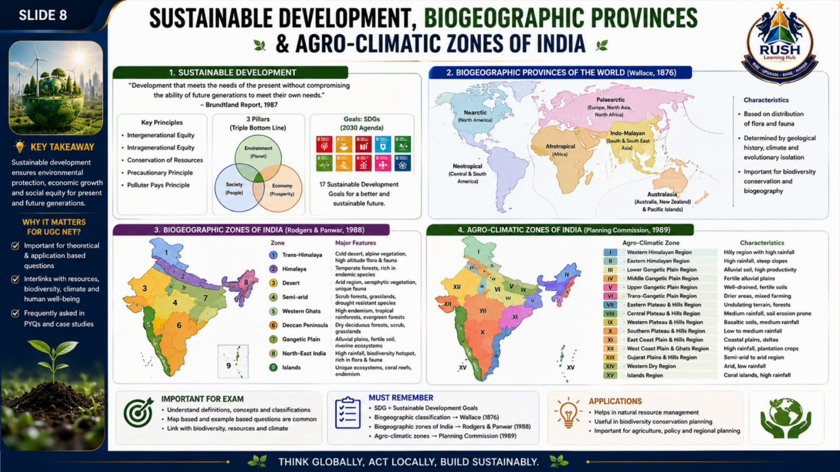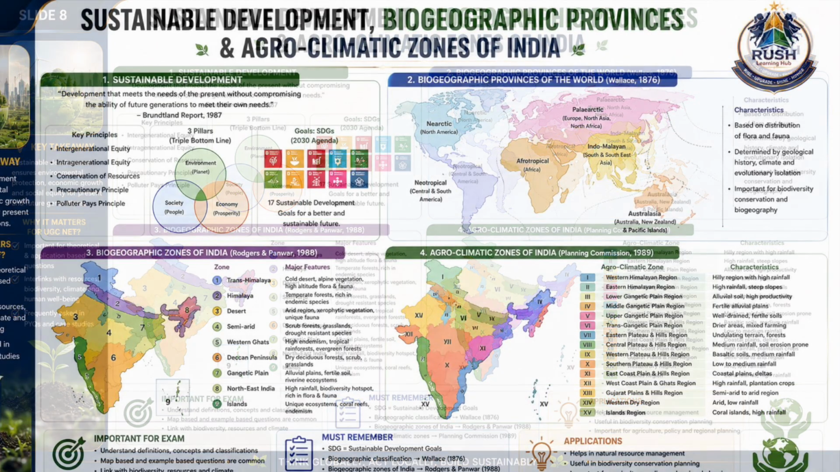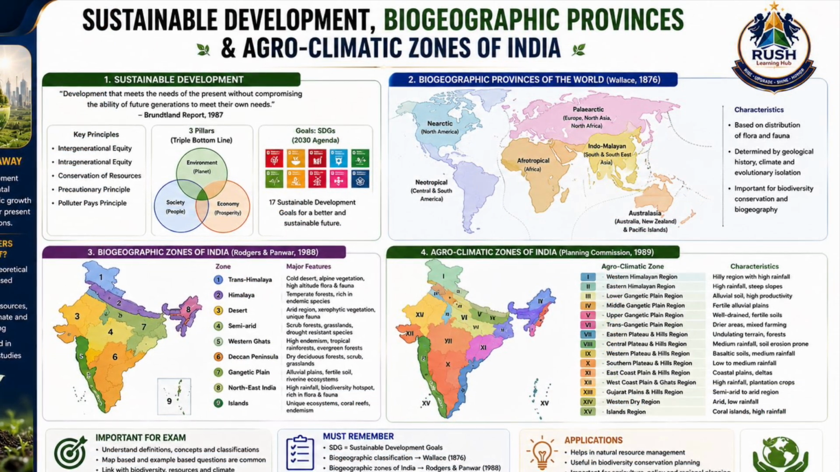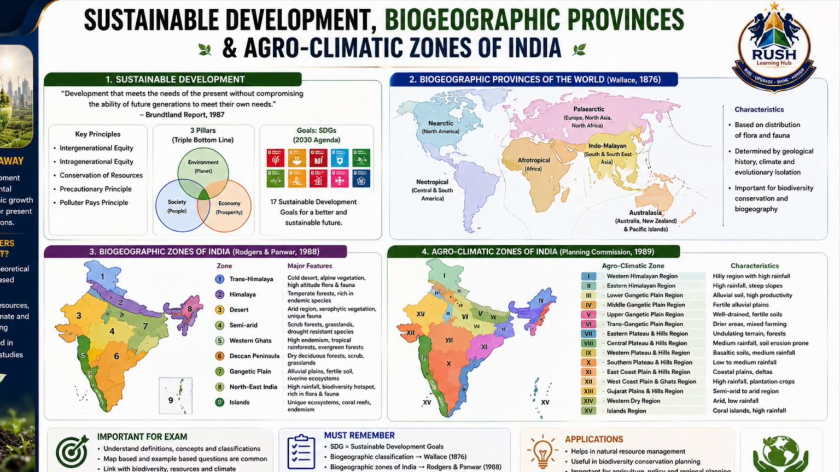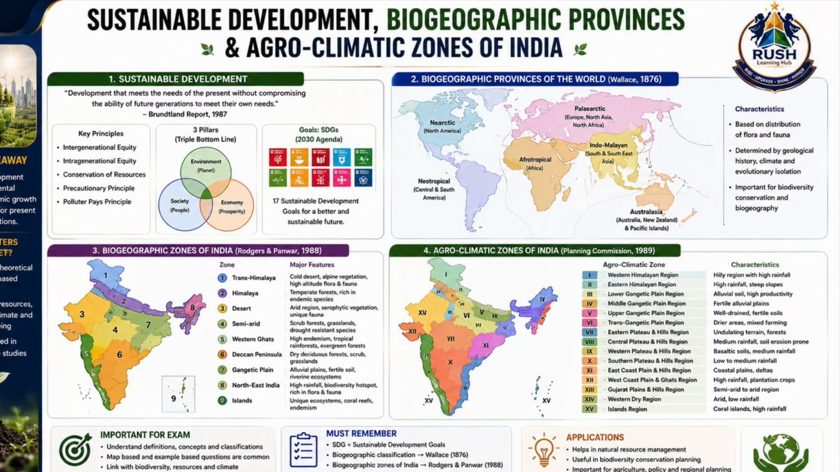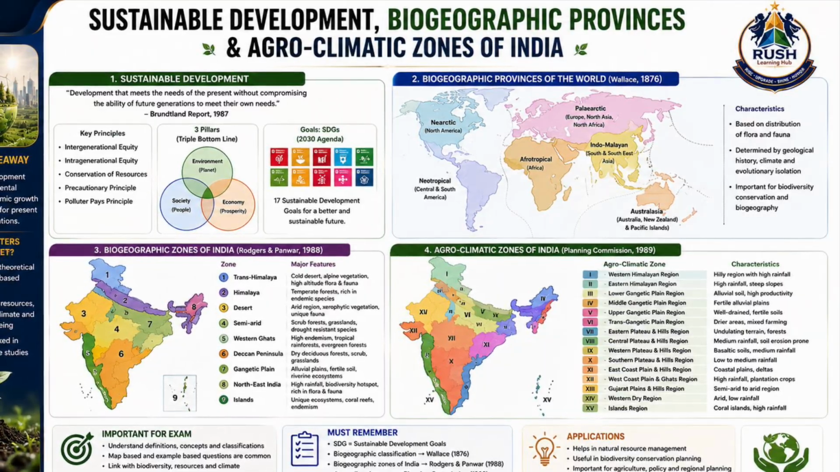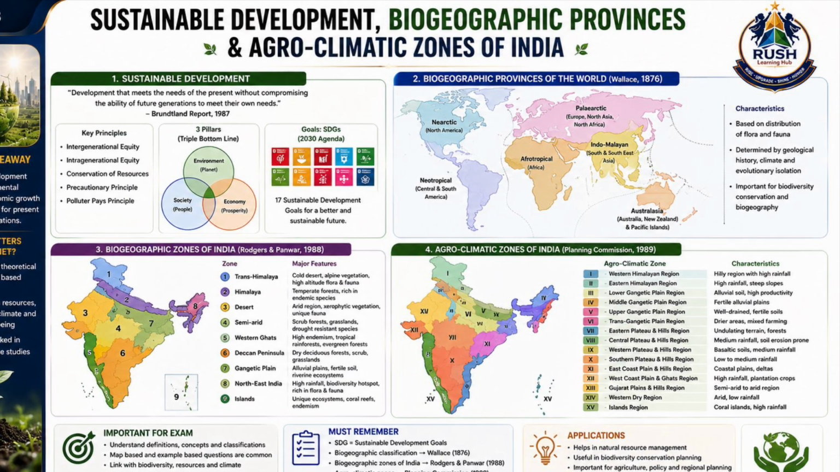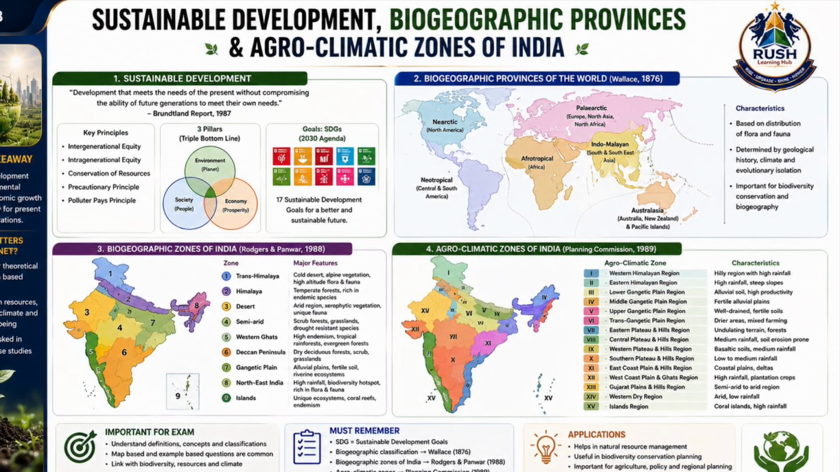Let us now move to biogeographic provinces. Biogeography is the study of the geographical distribution of plants, animals, and ecosystems. Biogeographic provinces are regions characterized by distinct flora, fauna, climate, geological history, and ecological conditions. The classical biogeographic classification proposed by Alfred Russel Wallace divided the world into major biogeographic regions. These include the Nearctic region, Neotropical region, Palearctic region, Afrotropical region, Indomalayan region, and Australasian region.